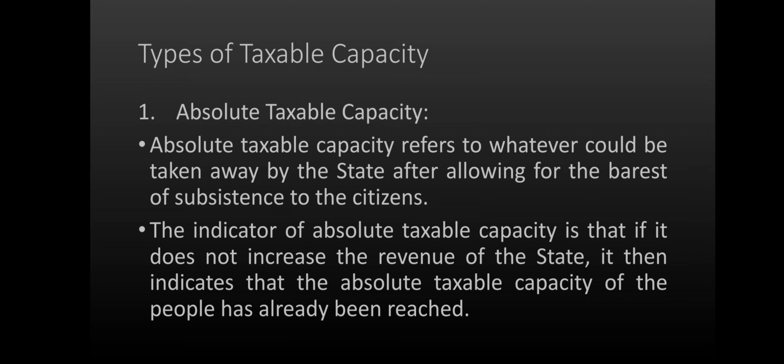So the government should consider only the remaining portion of the citizen's income after spending for the basic necessities, that is, subsistence activities. For example, if a citizen is earning 10,000 per month and is spending 8,000 for his subsistence activities, that is, the basic activities, the remaining 2,000 is his taxable capacity. So this is absolute taxable capacity.